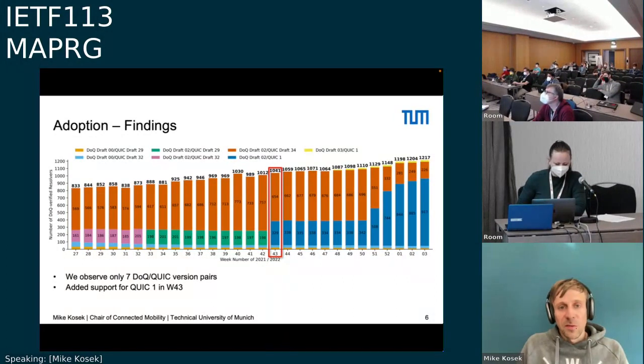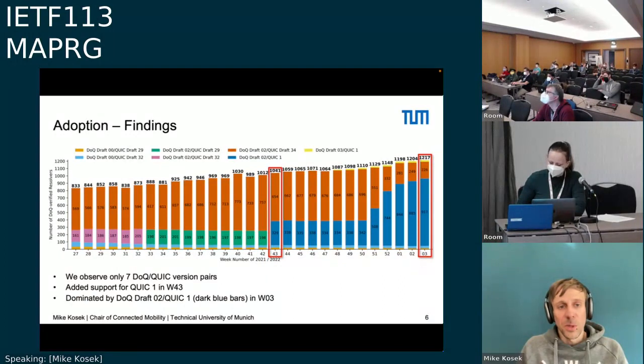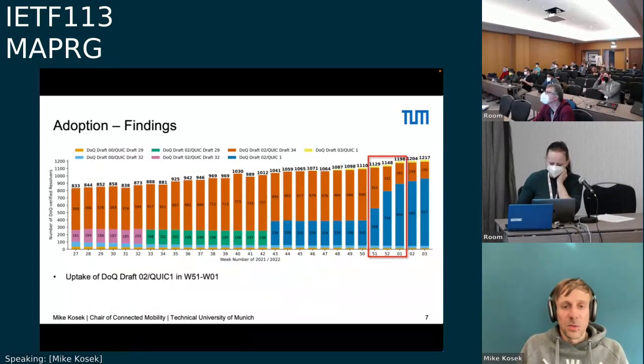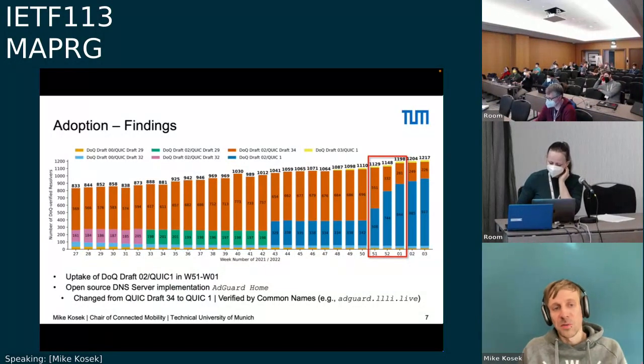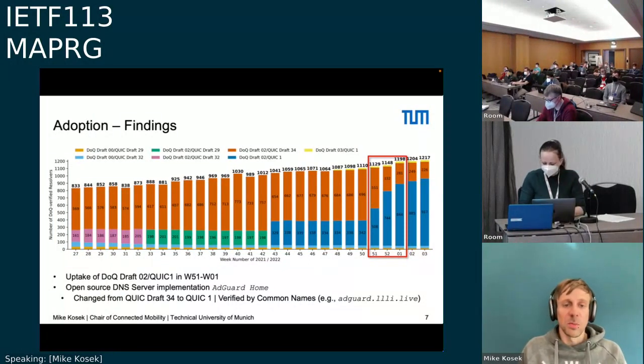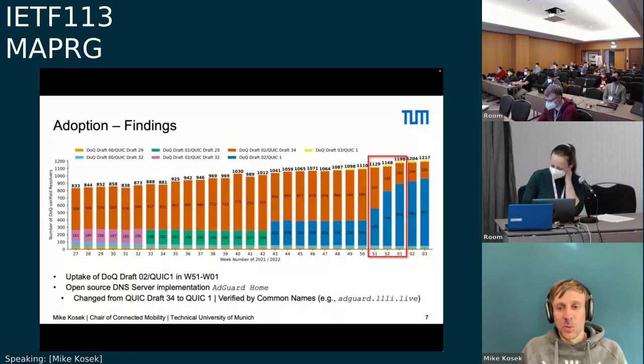We can also see that in the final week of our measurement, the DNS over QUIC as well as QUIC versions are dominated by the combination of DNS over QUIC draft 02 and QUIC version 1. We also see an uptake in the highlighted weeks of QUIC version 1 in combination with DNS over QUIC draft 02. We could track this to an open source DNS server implementation, AdGuard Home. They changed their default QUIC version from draft 34 to QUIC version 1 in this week. We could verify this by looking at the common names of the certificates, where we find something like adguard.something.something, which hints at the usage of the AdGuard Home open source DNS server implementation.